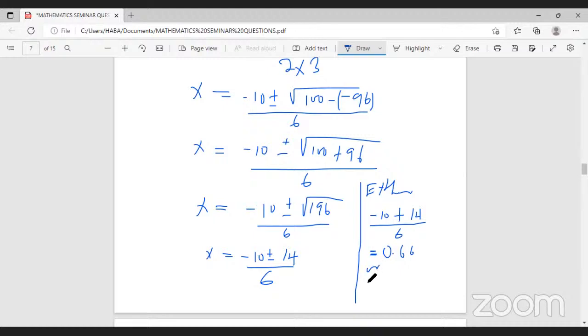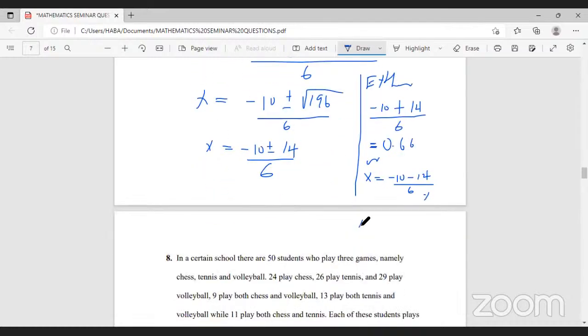Then for the other, negative 10 minus 14 divided by 6. So yeah, it gives us negative 24 divided by 6, giving us negative 4. Okay, thank you. Thank you. And anyone with a different approach and would wish to share it with us?